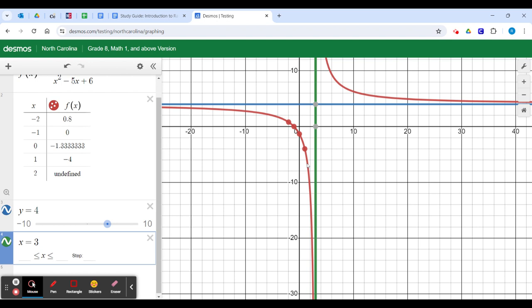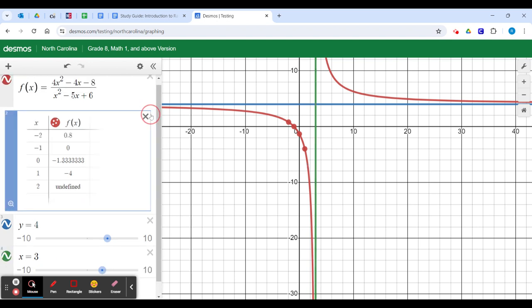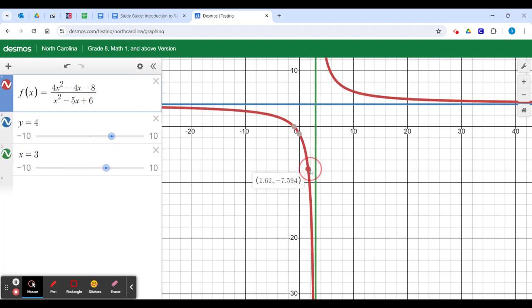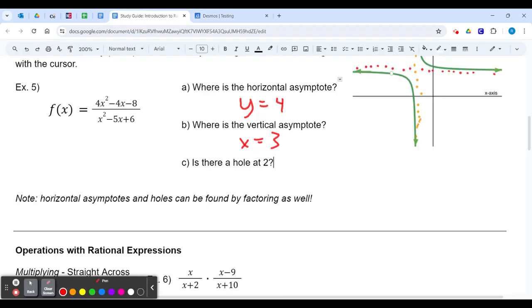And if I were to click and drag here, let's pretend I didn't have the table, and I just clicked and dragged to find x equals 2. Well, once I hit it exactly, if I can hone in there, boom. My cursor changes to a hole. It lists as undefined, and therefore I do have a hole here at x equals 2. So I can just write in yes.